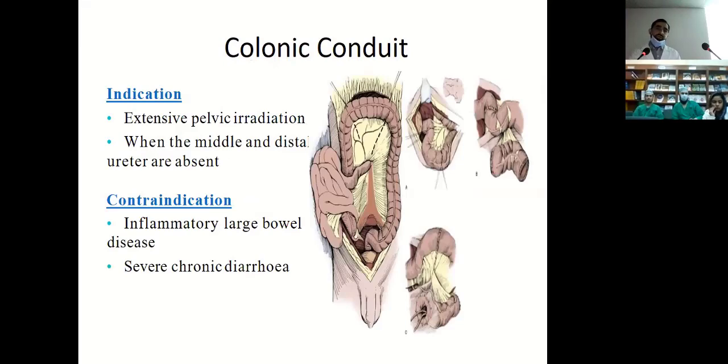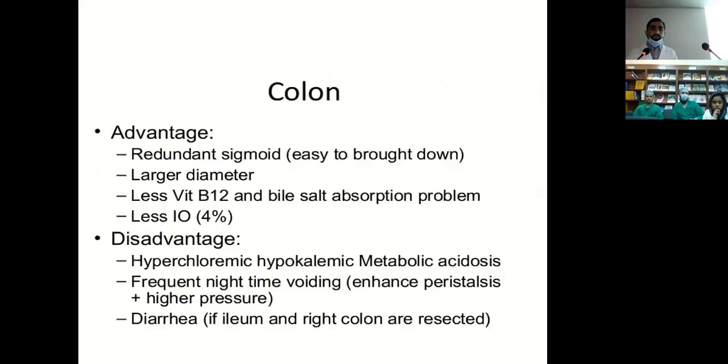Colonic conduit. Indication: extensive pelvic radiation, when the middle and distal ureter are absent. Contraindications: inflammatory large bowel disease, severe chronic diarrhea. In the colon, the advantages: the sigmoid is redundant and easy to bring down, has a large diameter, and there is less vitamin B12 and bile salt absorption problem, and less intestinal obstruction as compared to the ileum.